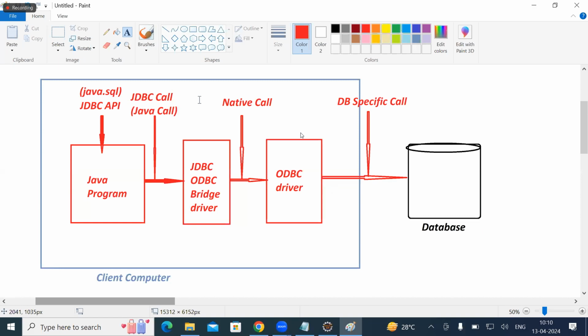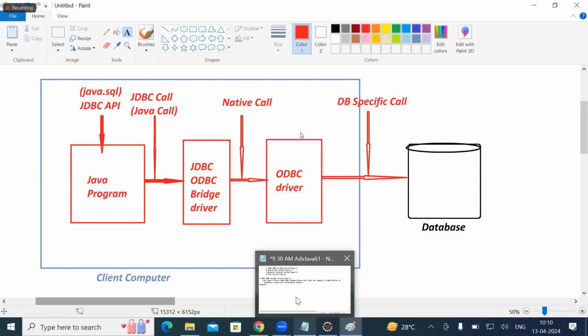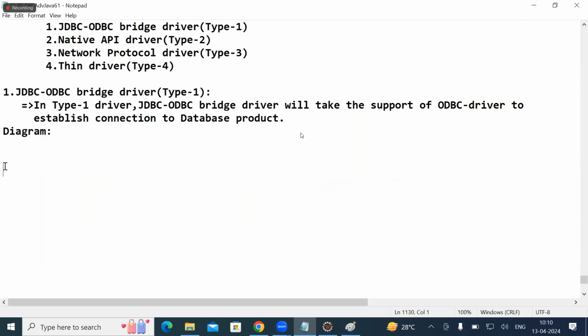The meaning: the JDBC-ODBC driver will take the support of the ODBC driver for connection. Now, disadvantage. Directly we are writing the disadvantage here.